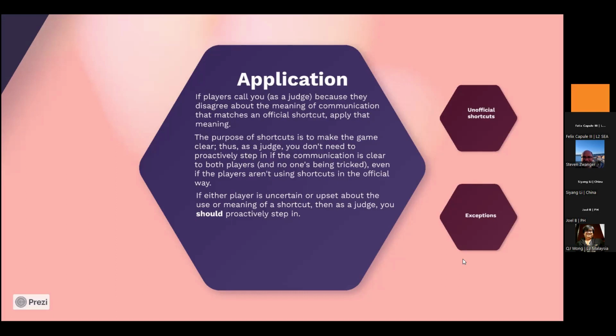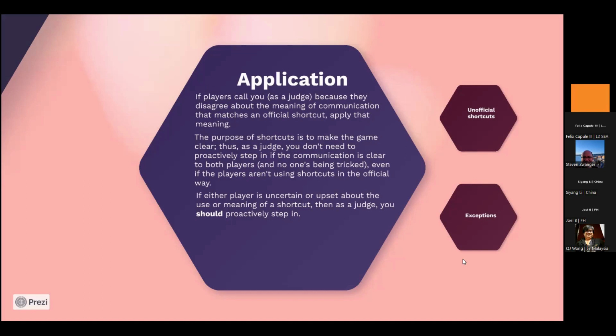So if the player says, I'm done, and the other player takes an action, and both of these players believe this action is being taken in the next upkeep step, great. You should be very happy as a judge. The players are communicating successfully. They both agree on what the communication means. Doesn't matter that this violates an official shortcut.